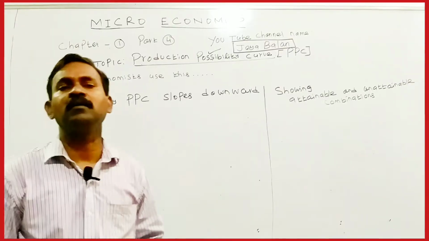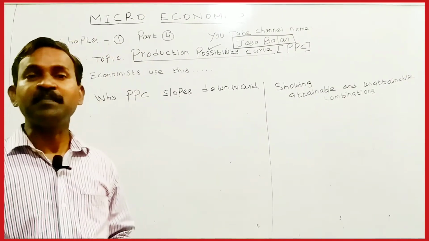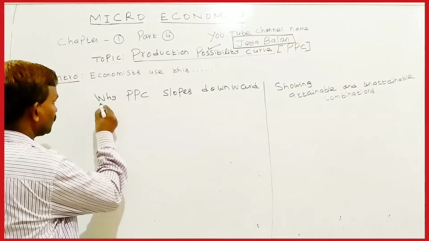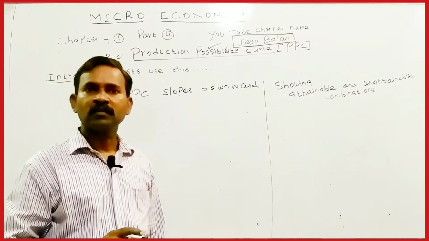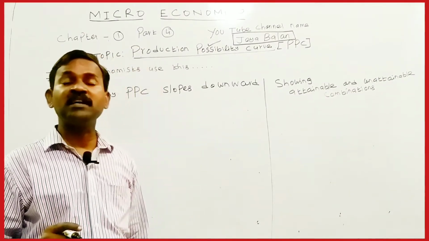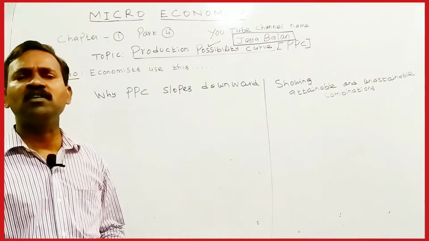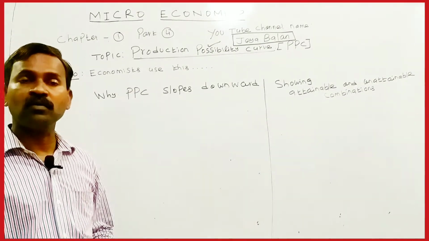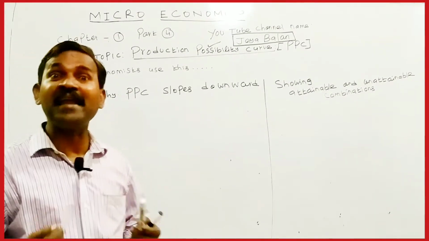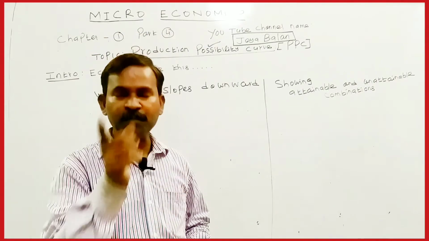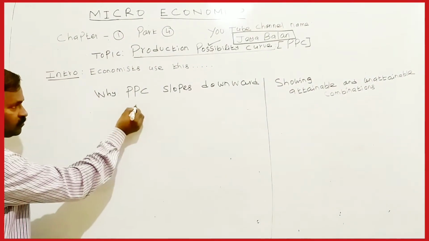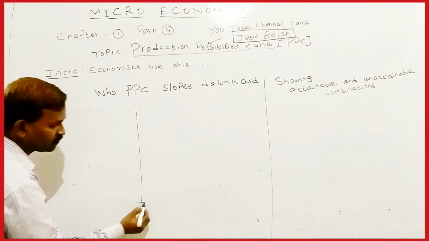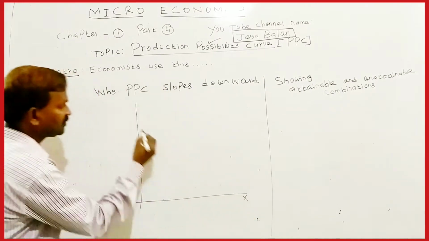Next subtopic of this PPC is, there is a question now. Why does the production possibility curve slope downward? So we are going to analyze the reason behind the shape of PPC. See, look here. This is y-axis. This is x-axis.